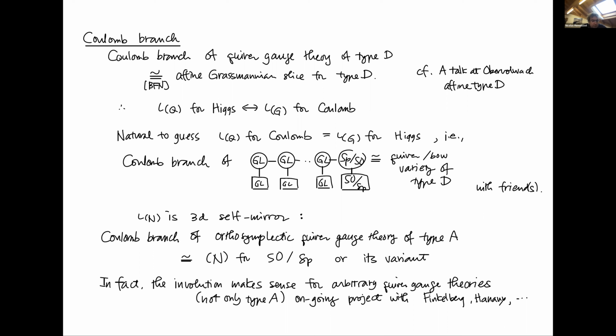Mm-hmm. I realized the nilpotent cone by using an orthosymplectic quiver like this. So this is the result of Kraft–Procesi. And I use the same orthosymplectic quiver to consider the Coulomb branch. But in this case, is the anomaly cancellation condition satisfied? Yeah, the anomaly cancellation condition is satisfied.